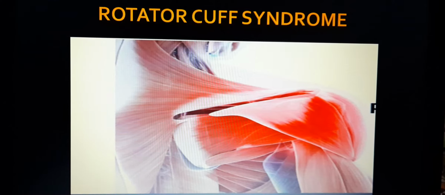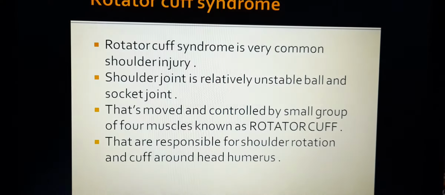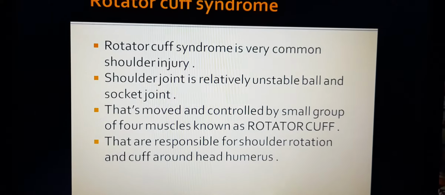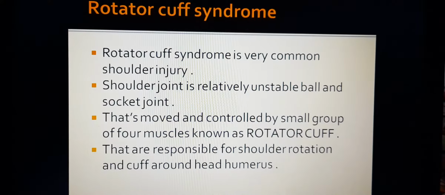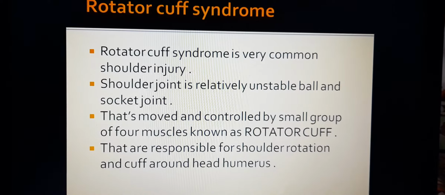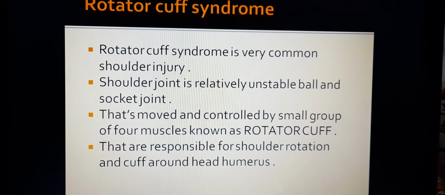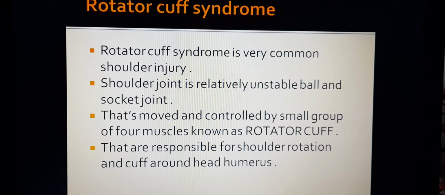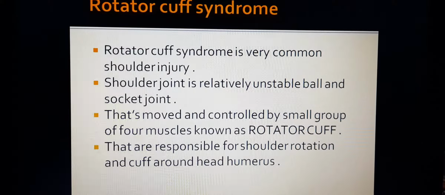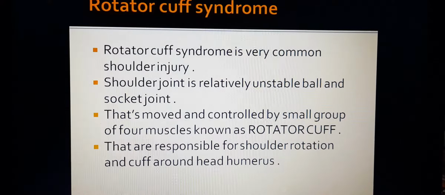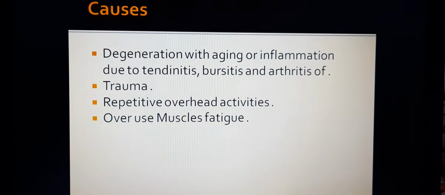This video is about rotator cuff syndrome. Rotator cuff syndrome is a very common shoulder injury. The shoulder joint is a relatively unstable ball and socket joint that's moved and controlled by a small group of four muscles known as the rotator cuff, which are responsible for shoulder rotation and cuff around the head of the humerus.